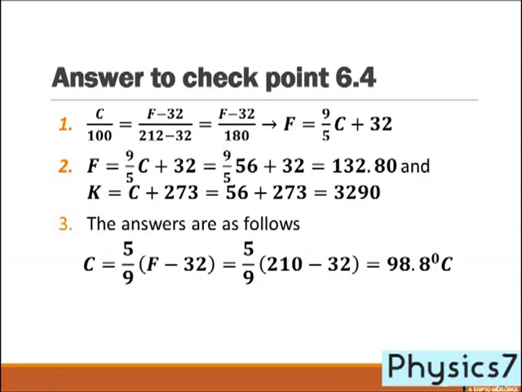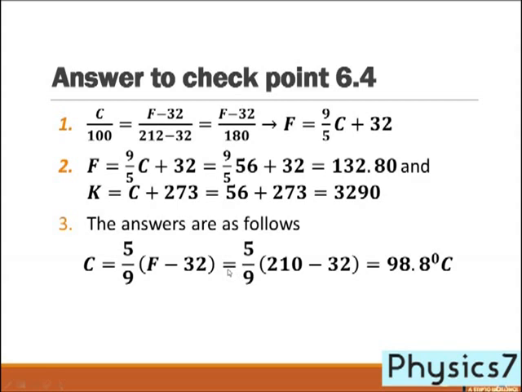So in the third part of the question, you're asked to convert 210 degrees Fahrenheit into Celsius as well as into Kelvin. So in order to convert 210 degrees Fahrenheit into Celsius, we just substitute the value for the temperature in Fahrenheit into this expression here, that the temperature in Celsius is going to be equal to 5/9, open bracket, the temperature in Fahrenheit minus 32, close bracket.